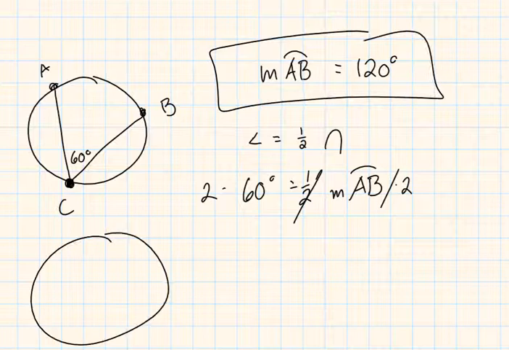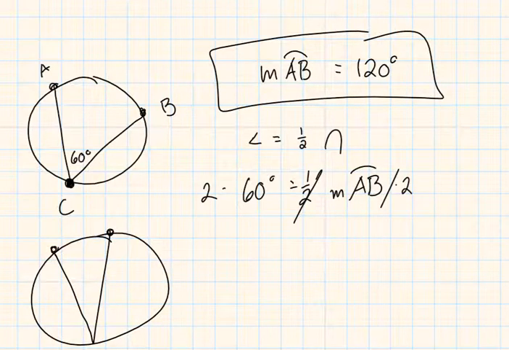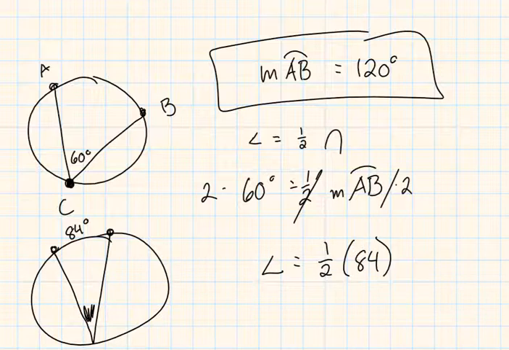And it would be the exact opposite if I were given the arc instead. So if I say that it's 84 degrees and I were looking for the angle, I would have the angle equals 1/2 times 84, or it'd be 42 degrees. Inverse relationships.